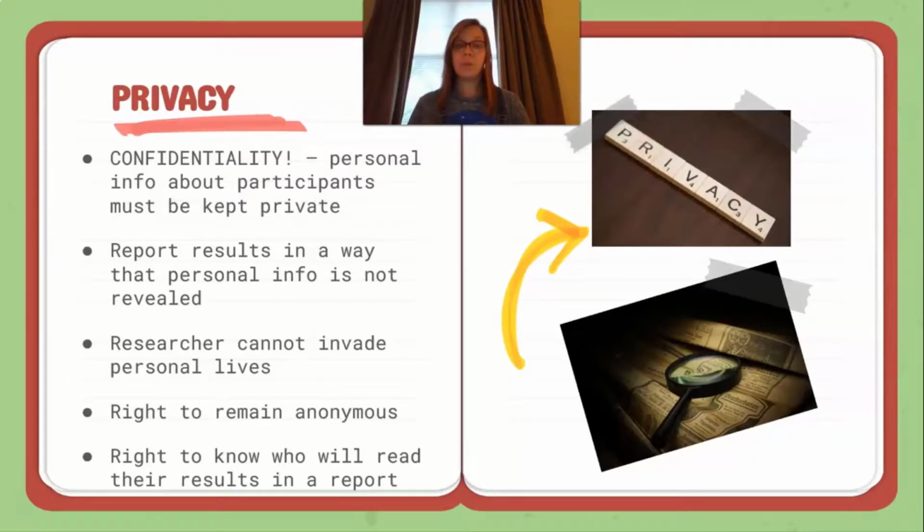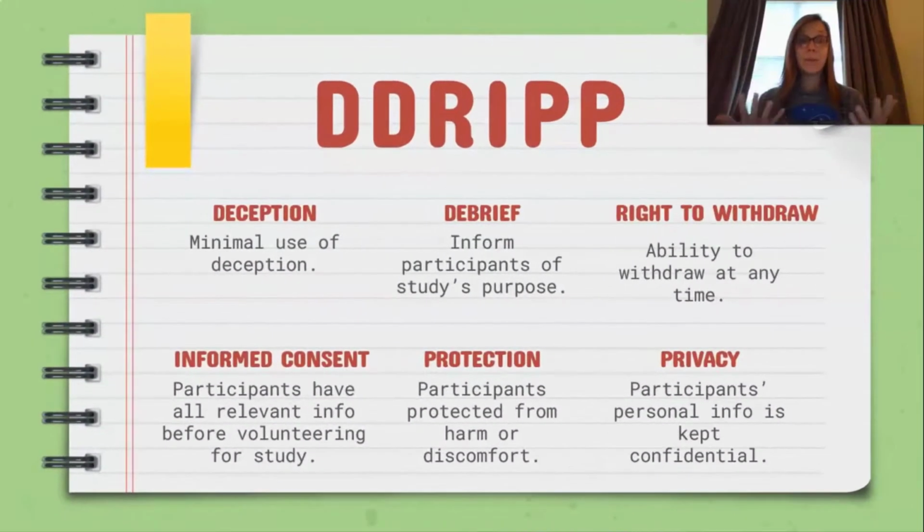So the participants have the right to remain anonymous and to know who's going to be able to see the results of their experiment. So a lot of experiments include testing of some kind, and a lot of participants want to see their own results, see their test results, and they also want to know who else is going to see them, especially when it concerns a sensitive topic. So this is very, very important. All right, so those are the 6 requirements that you need to know for your AP Psych exam when it comes to ethical guidelines. So remember DRIP.